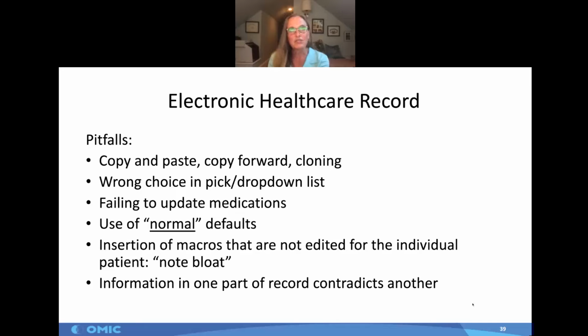The other thing is to just make sure that part of your record doesn't contradict another part. This happens when you carry forward something from another date and you fail to indicate or take it out. So it's really just about reviewing what you've written and editing it for that particular date.